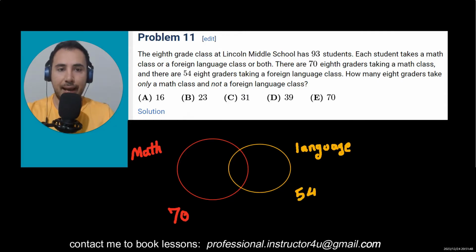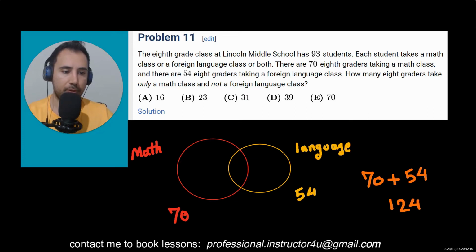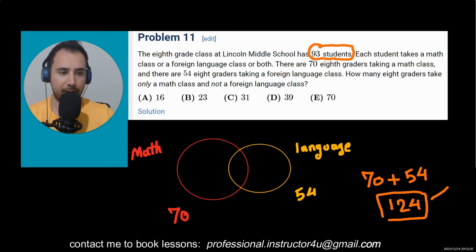Now, it makes sense to add all these people together, right? So what is 70 plus 54? That would be 124 students. But here it says there are only 93 students. When we add these numbers, it makes 124 students.